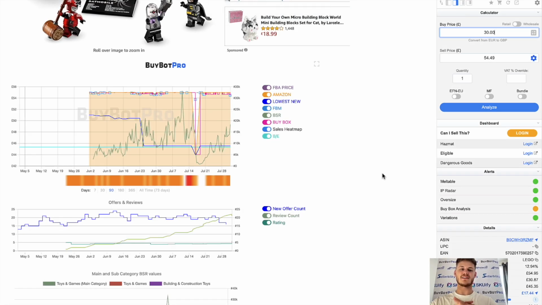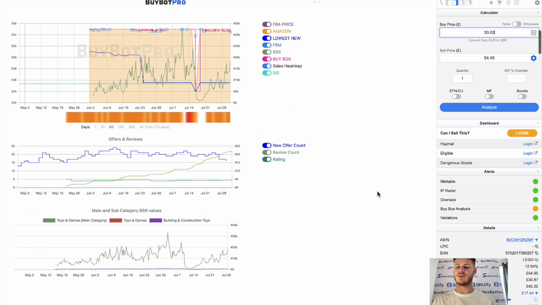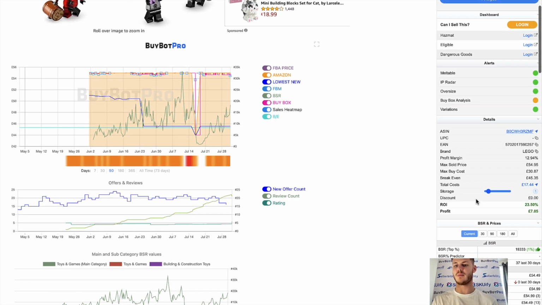So today I'm going to tell you why it's really important to look at the break-even line in the main sales chart. Now, obviously when you enter in your buy price and analyze, all of the details appear in the BuyBotPro panel, including your break-even, right? And obviously if you sell for your break-even, you're not making a profit nor a loss. If you sell below your break-even, you are definitely making a loss.